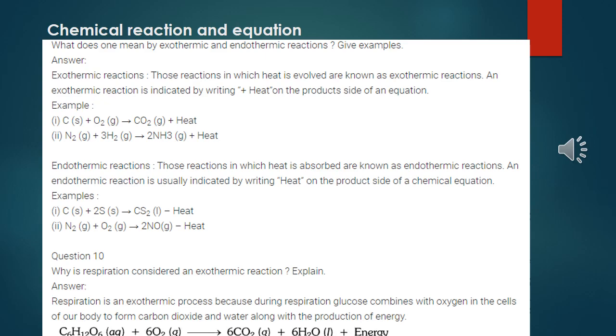Endothermic reaction: those reactions in which heat is absorbed are known as endothermic reactions, and endothermic reaction is usually indicated by writing heat on the product side of the chemical equation. For example, you can see carbon plus sulfur to form carbon disulfide. So here heat is not produced, here heat is absorbed, so it is an example of endothermic reaction.